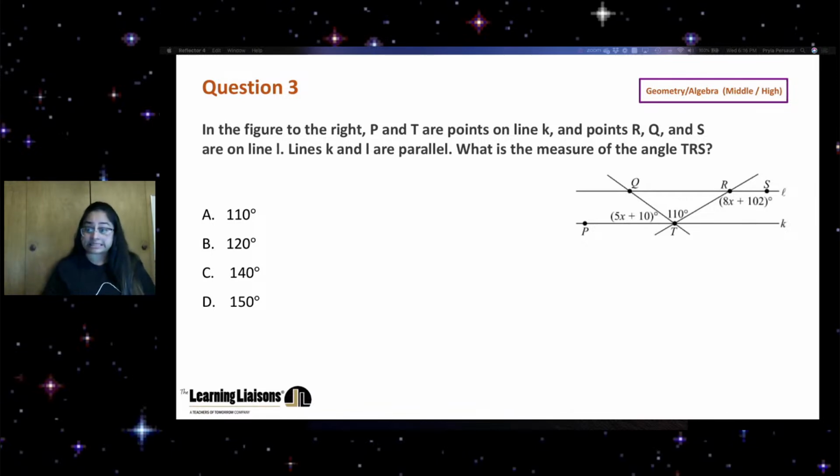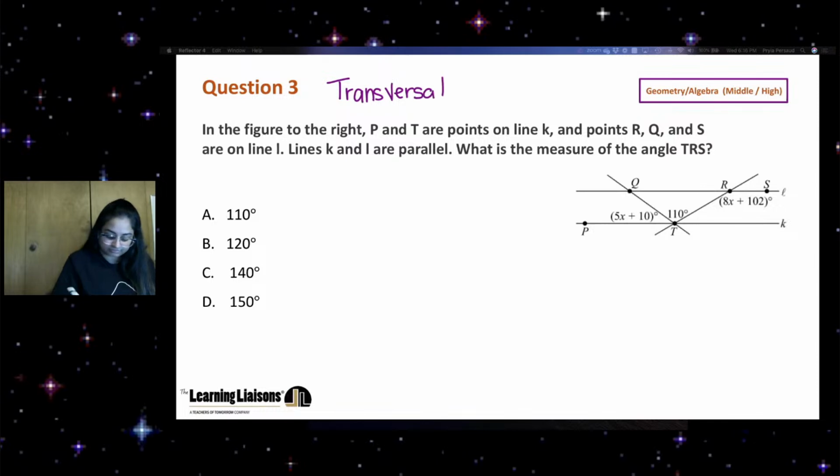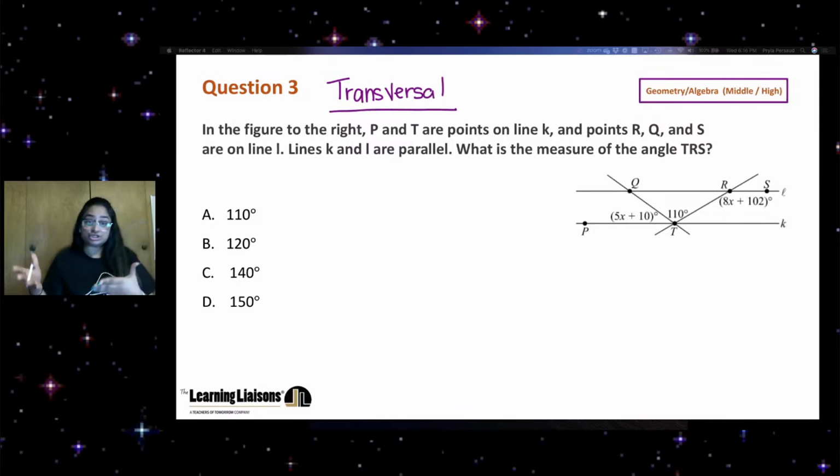I'll give you a hint. The lines are parallel. Yes, I do see that. The lines are parallel, but it has a very specific name. And the specific name starts with a T, and somebody said it. It's called a transversal. So the picture is a transversal. We know it is a transversal because the little mini paragraph tells us some stuff.